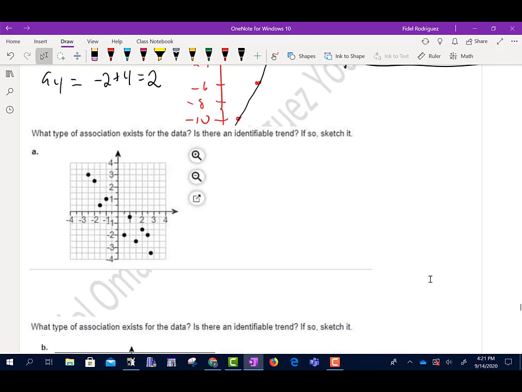All right. So look at the next problem here. It says, what type of association exists for this data? Is there an identifiable trend? And if so, sketch it. So what I'm doing here, I'm looking at this data, right? Looking at these points. This is what we call a scatter plot. There are points kind of all over the place. But if you look at those points, as I go from the left to the right, wouldn't you say these points are going down for the most part? So I might have a line that looks something like this, right? Because those points are kind of lined up going down. It's not going to be perfect, but again, this is going to be the idea, right?